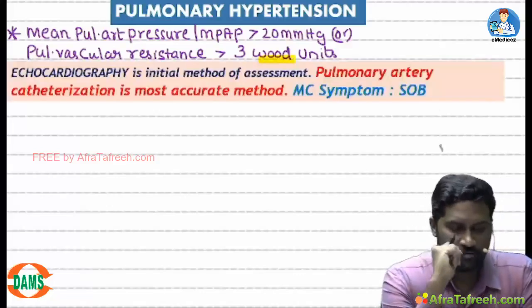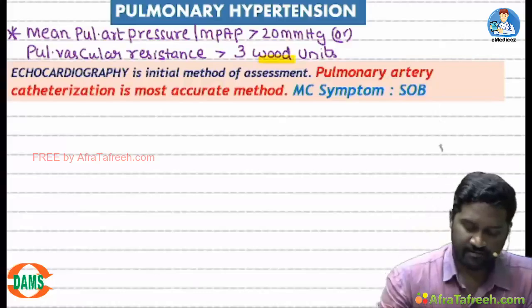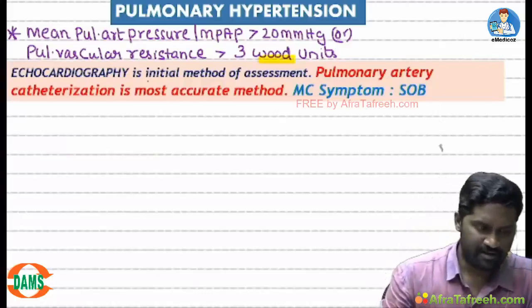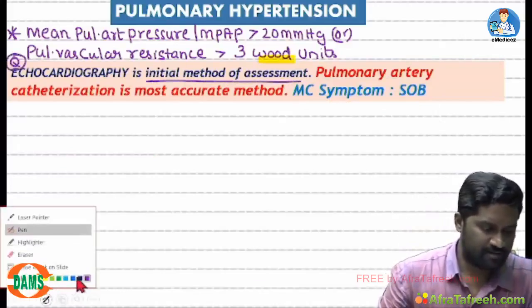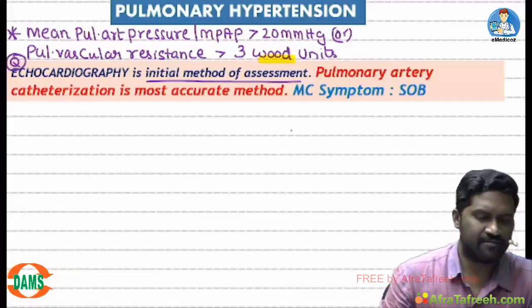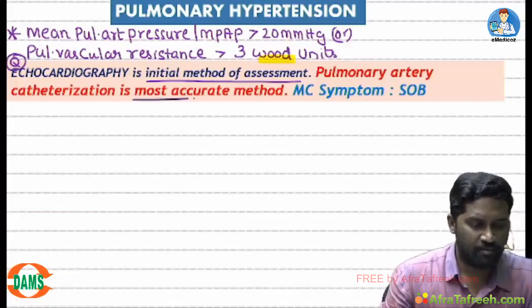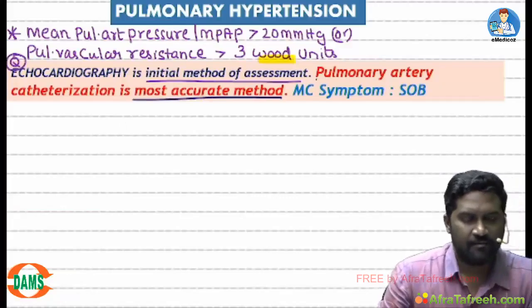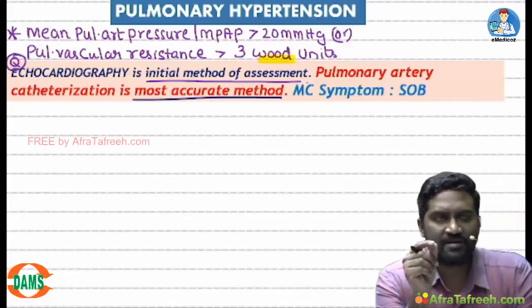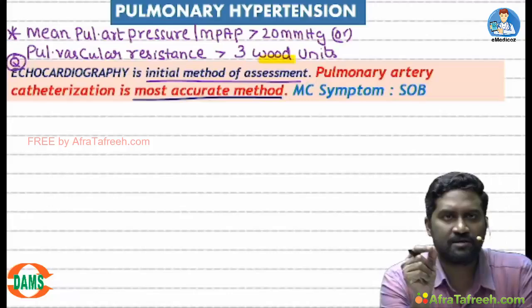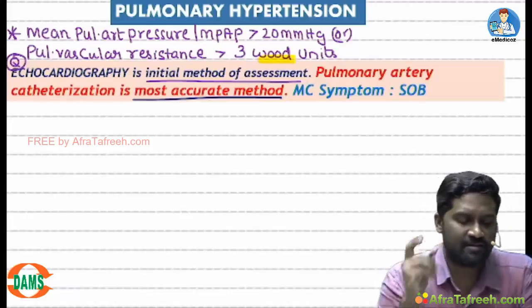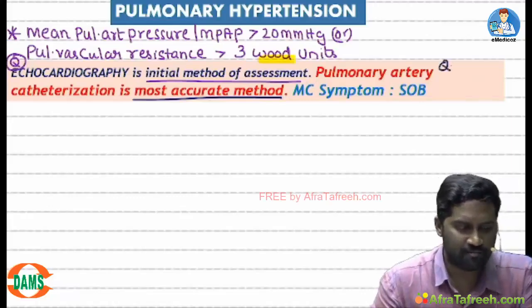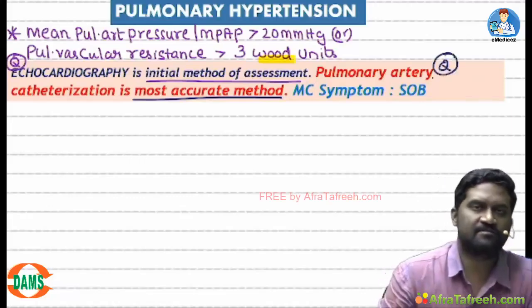definition. Now some one-liners. What is the initial method of assessment? Your answer should be echocardiography. Echocardiography is considered the initial method of assessment. What is the most accurate method? For measuring pressure in a vessel, the most accurate is always putting a catheter. Pulmonary artery catheterization is the most accurate method for measurement of pressure.